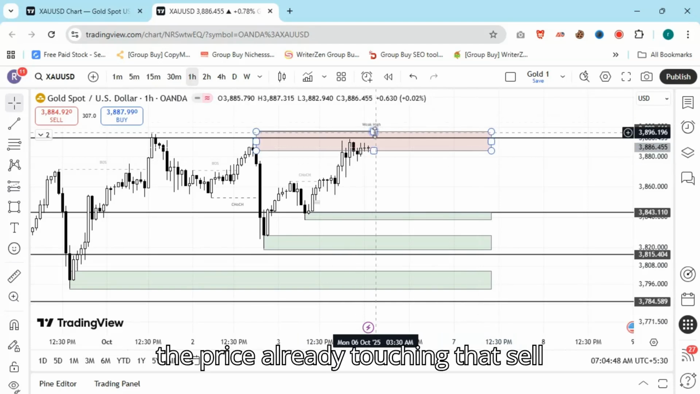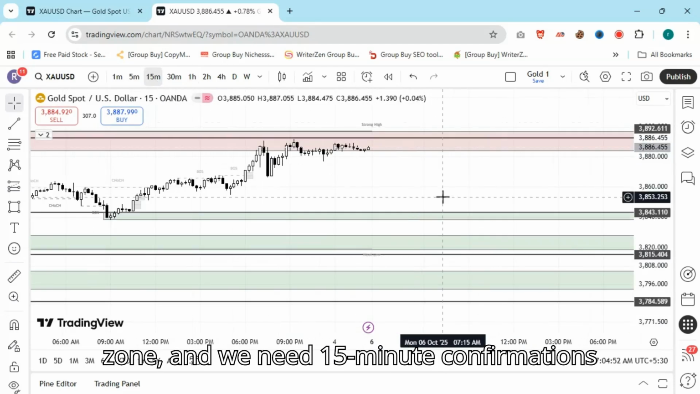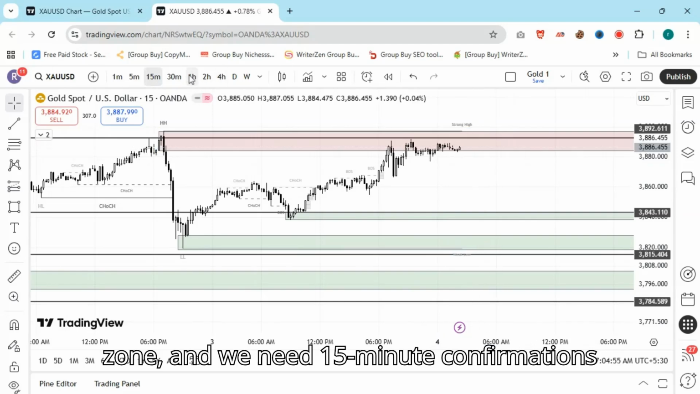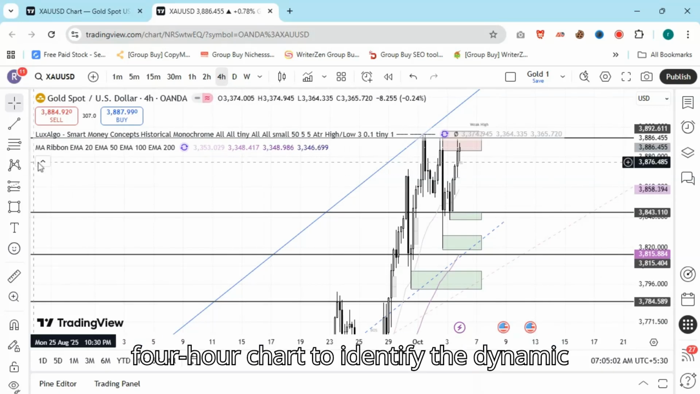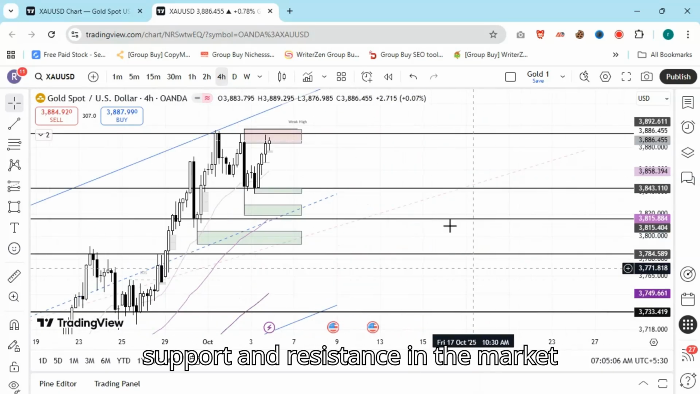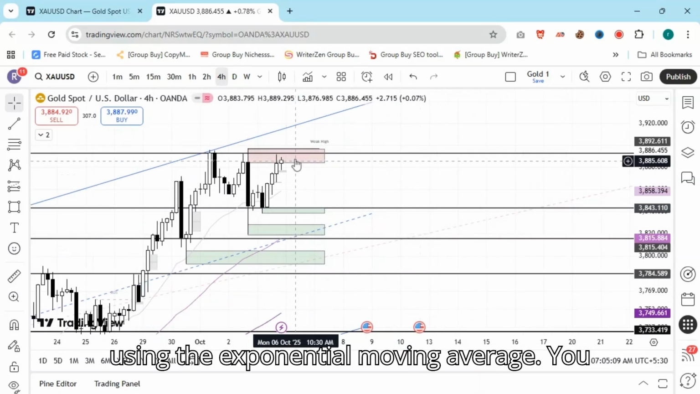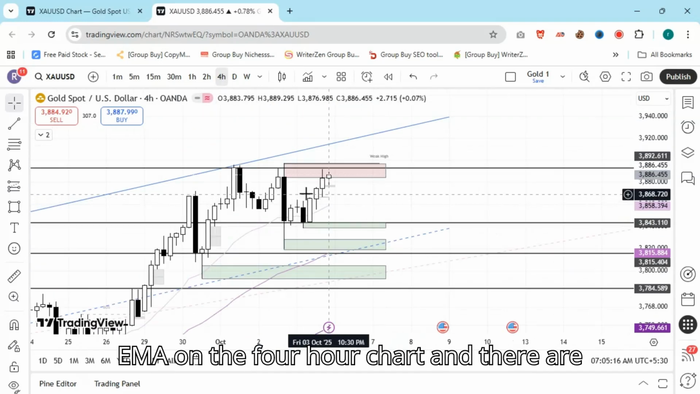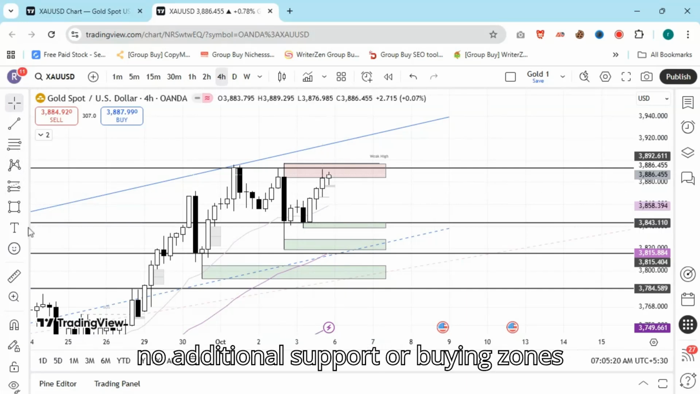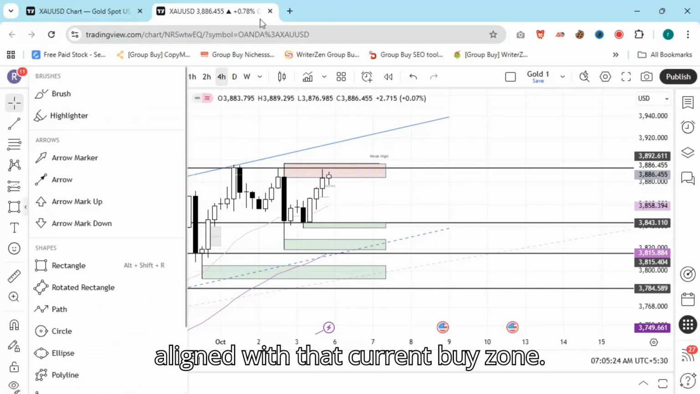You can see the price already touching that sell zone, and we need 15-minute confirmations to enter the market. Now I'm going to the 4-hour chart to identify the dynamic support and resistance in the market using the exponential moving average. You can see the price is now just above the 20 EMA on the 4-hour chart, and there are no additional support or buying zones aligned with that current buy zone.